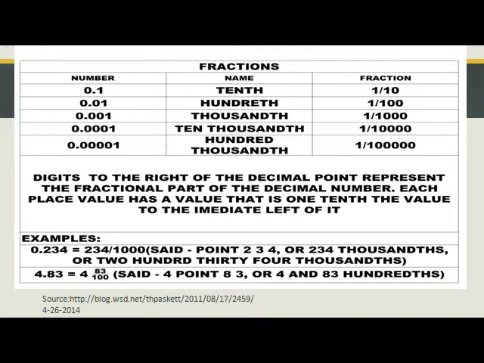Okay, now that you had a second to check that out, on our next few slides I'll be showing you an example of how to perform operations with fractions and decimals.